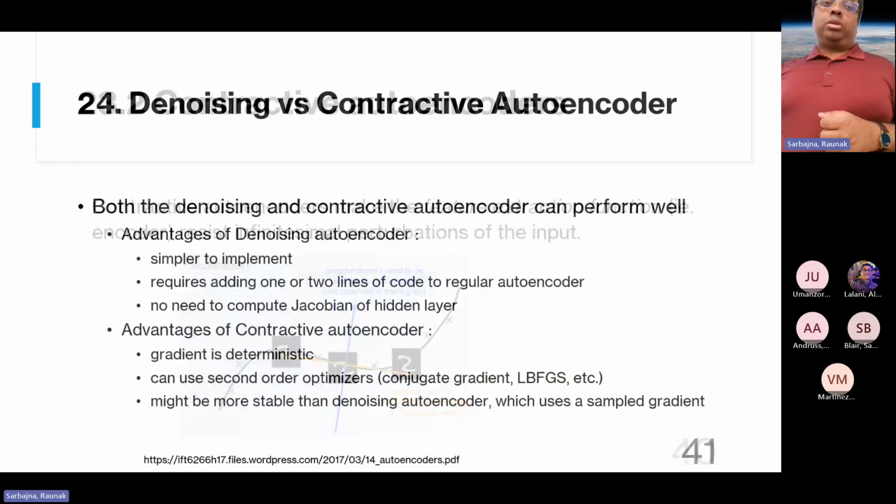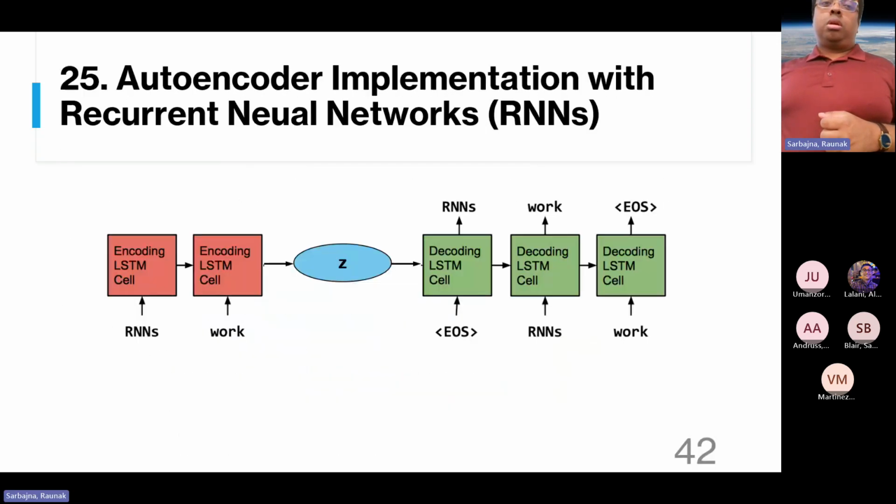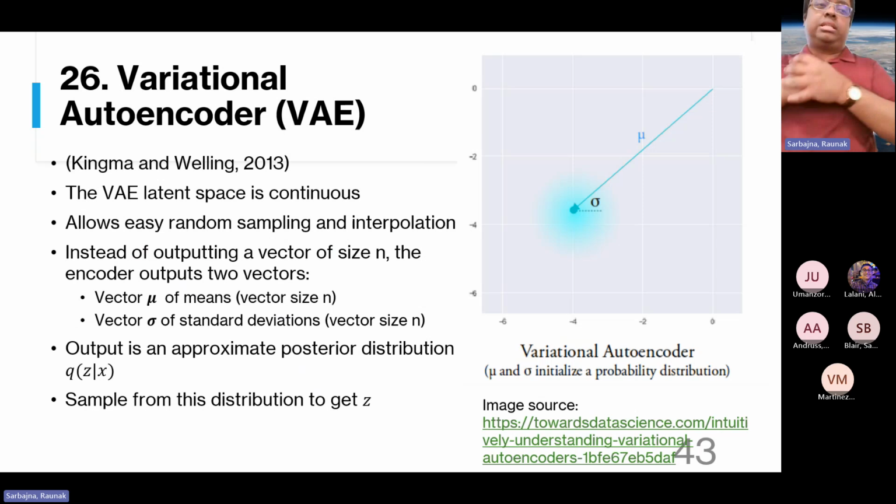Okay, so we are going to move into an implementation of autoencoders using RNNs, which are recurrent neural networks. Pardon the spelling. Again, I'm just going to move into what's called variational autoencoders and why we need it.